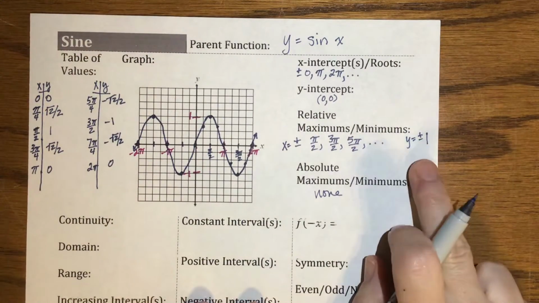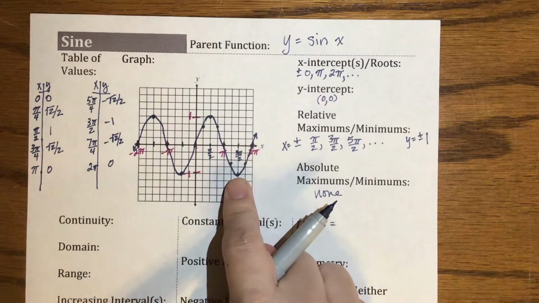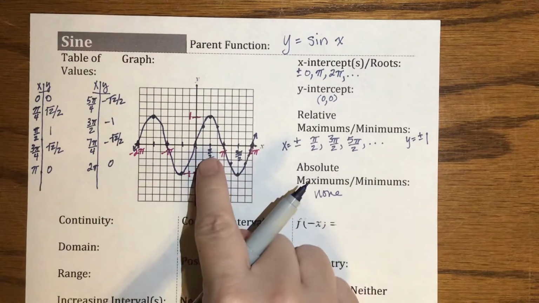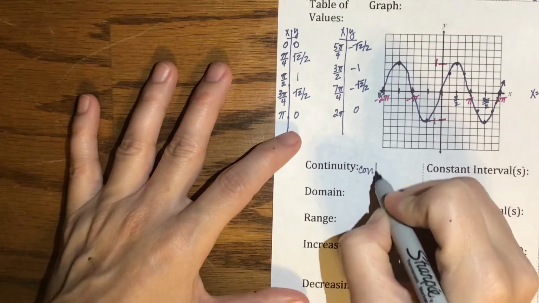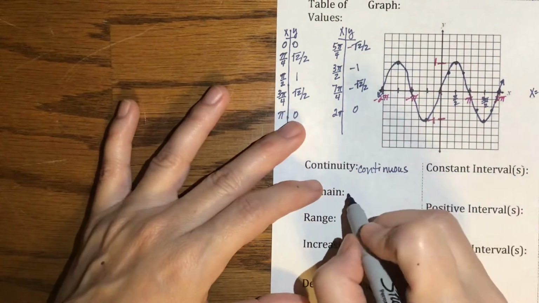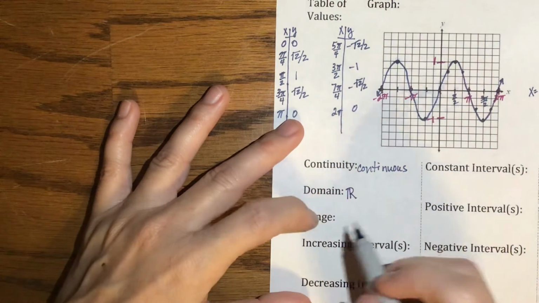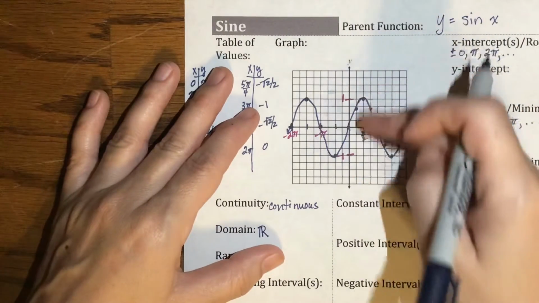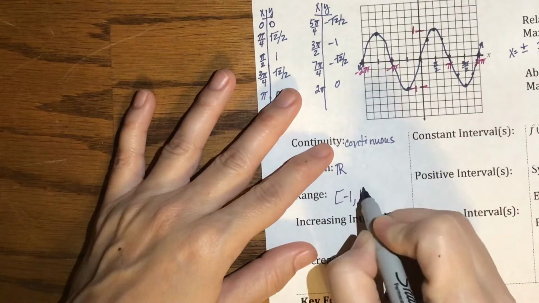Okay, so the actual relative max or mins are going to happen at 1 and negative 1. They're going to happen at pi over 2, 3 pi over 2, 5 pi over 2, and all those negatives. Okay. Continuity, it is continuous. My domain is going to be all real numbers because it's continuous. My range, notice I'm going between 1 and negative 1. So from negative 1 to 1.